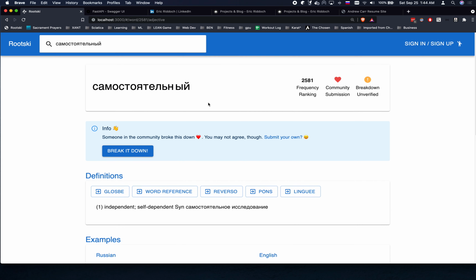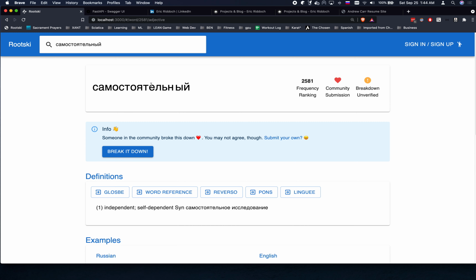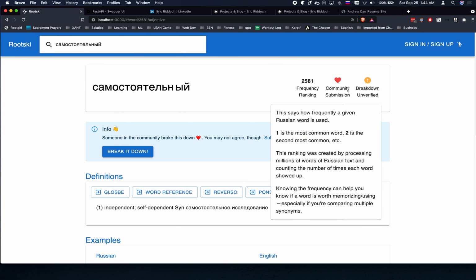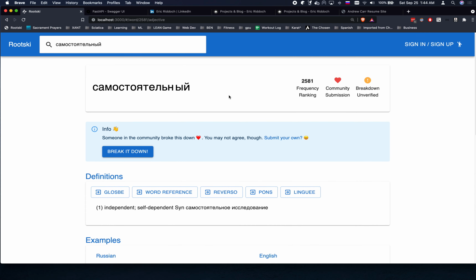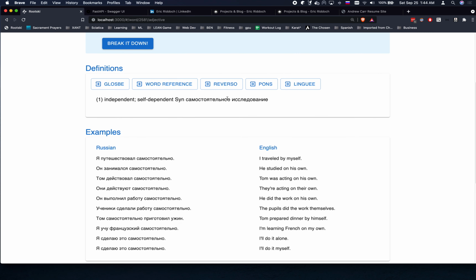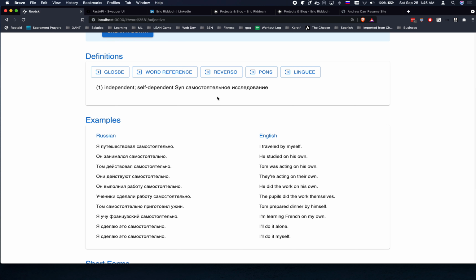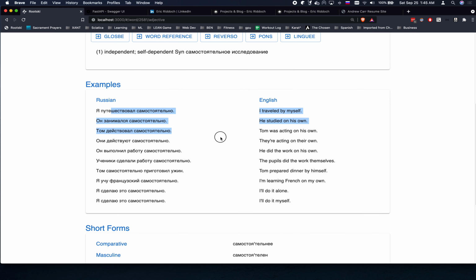Here's the page that I call the word page. We just searched a word in the search bar and we landed on the word page. So we can see the word. We can see some quick stats about the word, I'll look at those in a second. And when you look up the word, you basically get a SpanishDict.com kind of UI. So you get some definitions, and then you get some example sentences.